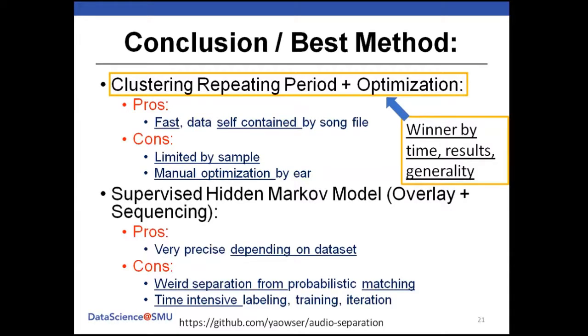has weird separation with probabilistic matching. It's very time intensive with labeling, training, and iteration. So that's why clustering repeating period wins by time, results, and generality. And that's the comparison of the two different machine learning methods to separate sound from a cappella.